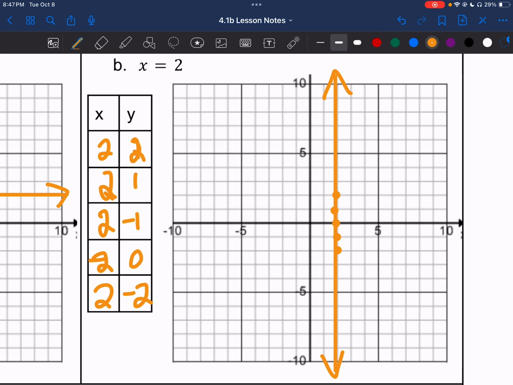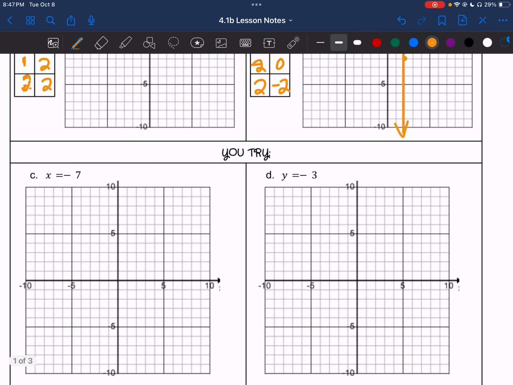No matter what, your x value is constant at a value of 2. So no matter what your y value is, your x will always be 2, and the way we see that is a vertical line. Now, I do have two u-try equations for you.